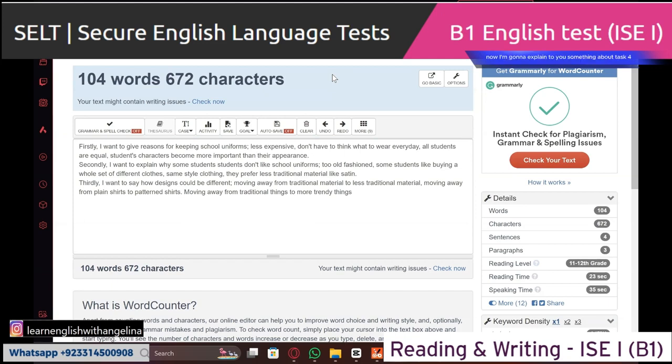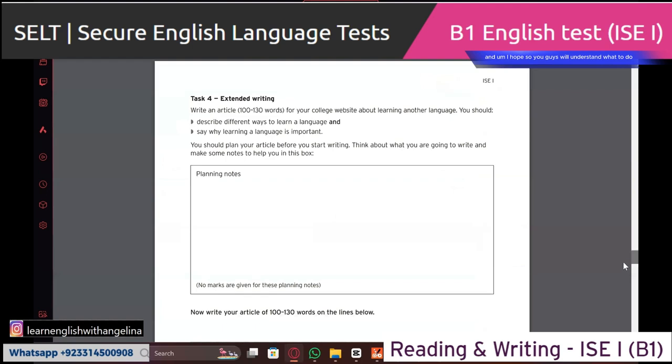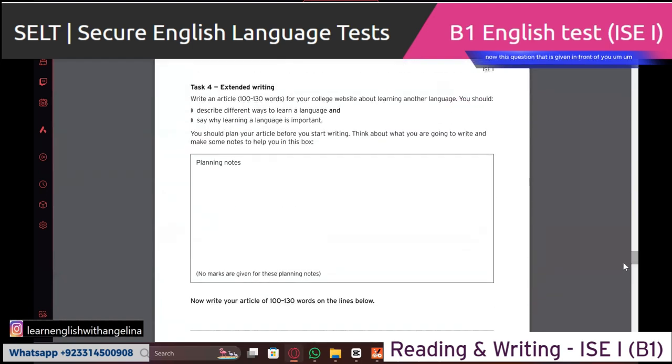Now, I'm going to explain to you something about task 4 and give you some homework. I hope you guys will understand what to do. Now, this question that is given in front of you, Michelle, read it. Okay. It's extended writing. Write an article from 100 to 130 words for your college website about learning another language. You should describe different ways to learn a language and say why learning a language is important. You should plan your article before you start writing. Think about what you are going to write and make some notes to help you in the box.